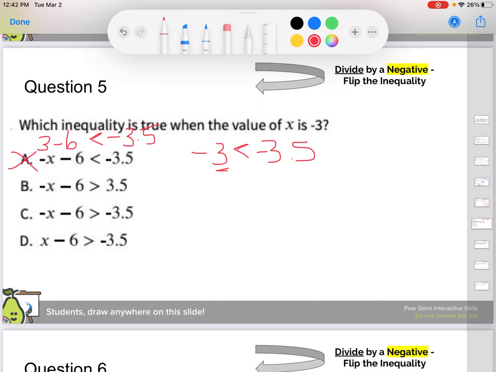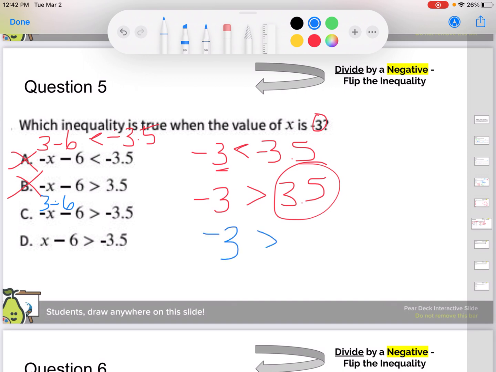So the next one, we have a negative times a negative, so that's a positive. So we end up with negative 3 is greater than 3.5. Well, that's not true because it's a positive 3.5. So let's try C. So we have 3 minus 6 again, so that leaves me with negative 3 is greater than negative 3.5. I think we have a winner. That is true. Negative 3 is warmer than negative 3.5.